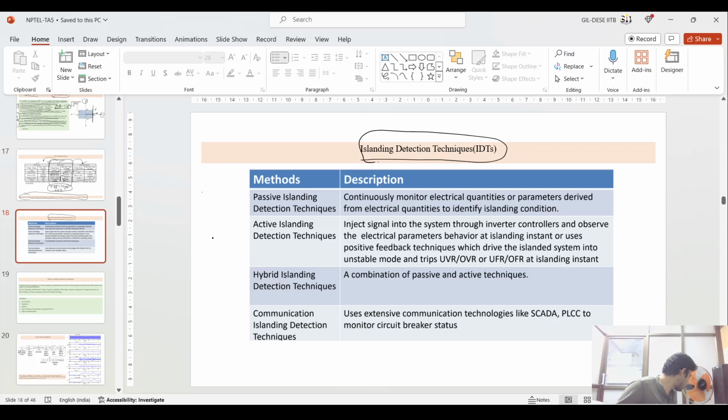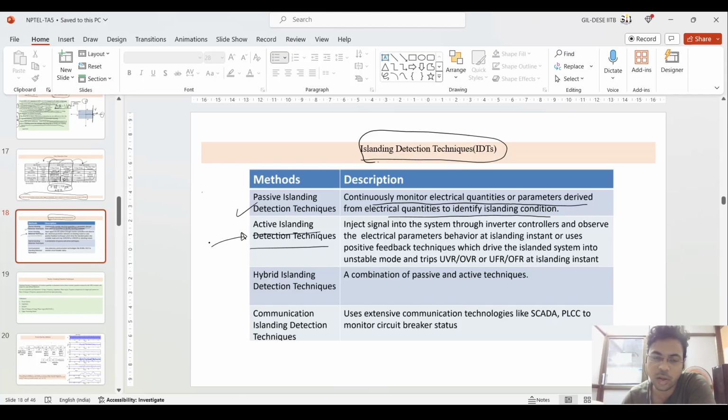So coming to the next part, islanding detection techniques, there are multiple techniques. That is the active islanding detection technique, passive detection technique, and hybrid islanding detection technique. And last is the communication islanding detection technique. Passive islanding detection technique continuously monitors the electrical quantities or parameters derived from electrical quantities to identify islanding situation. We will study all types of these islanding techniques further.